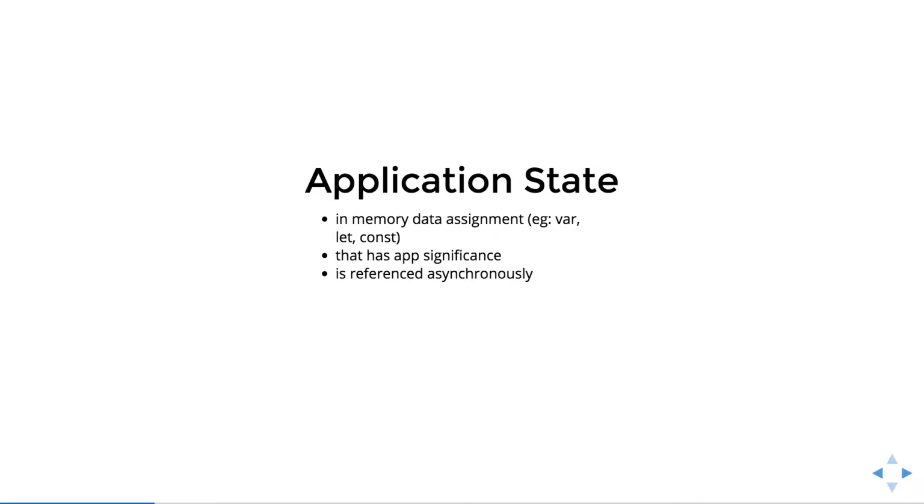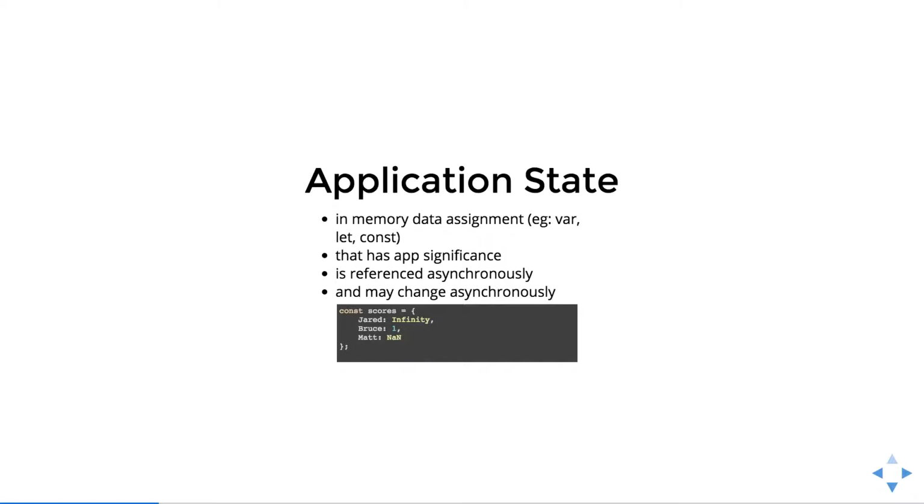Typically this state is referenced asynchronously, meaning you will maybe set it here and continue processing. At some time later, you're going to come back and want to look at that information again, maybe change it. So it may change asynchronously as well. So can everyone see that? For instance, this would be a simple state, keeping the state of something like a scorecard. Maybe we're building a scorecard app, and we need a memory reference for what the current scores are.